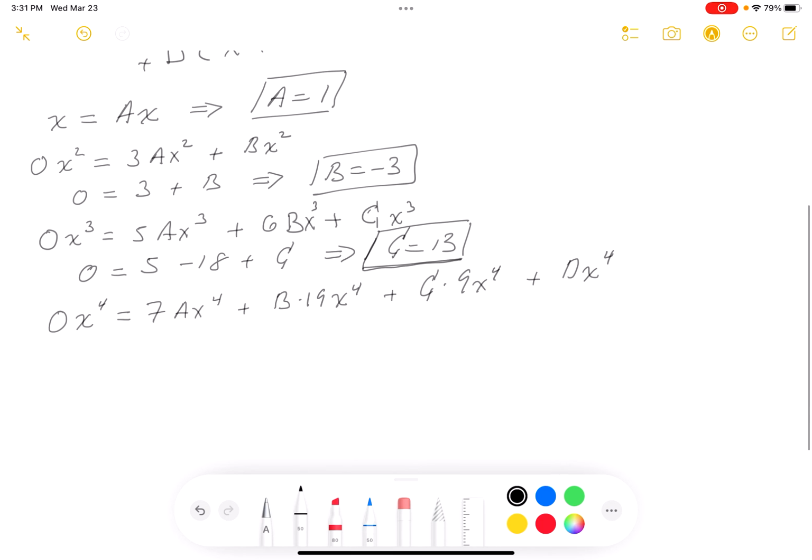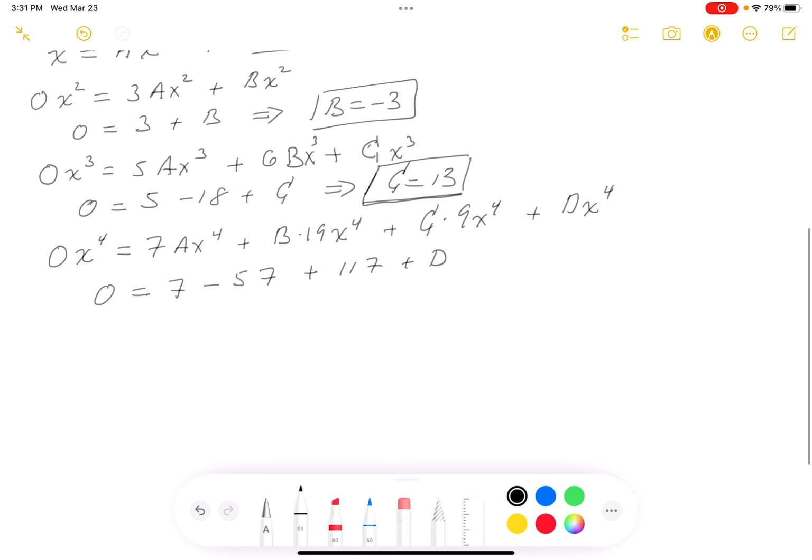All right, I got to do this now. It's painful, but I got to do it. 0, I'm equating coefficients. What's 7a? 7. Oh boy, 3 times 19. It's minus, right? That's what b is. 30 and 27, 57, right? 9 times 13, 90 and 27, 117. Plus d.